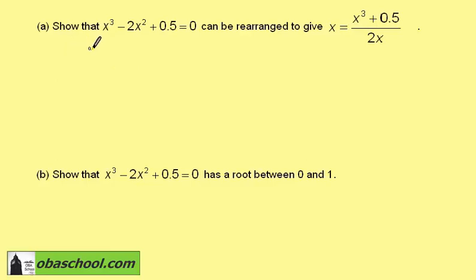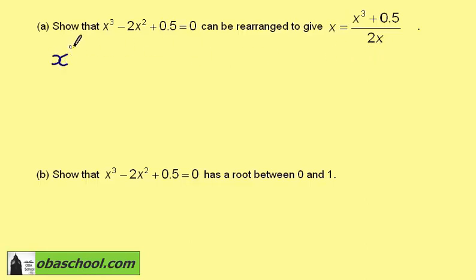We want to show that x cubed minus 2x squared plus 0.5 equals 0 can be rearranged to give x equals (x cubed plus 0.5) all divided by 2x. So note we're starting with something of the form f of x equals 0 and rearranging it to give x equals g of x.